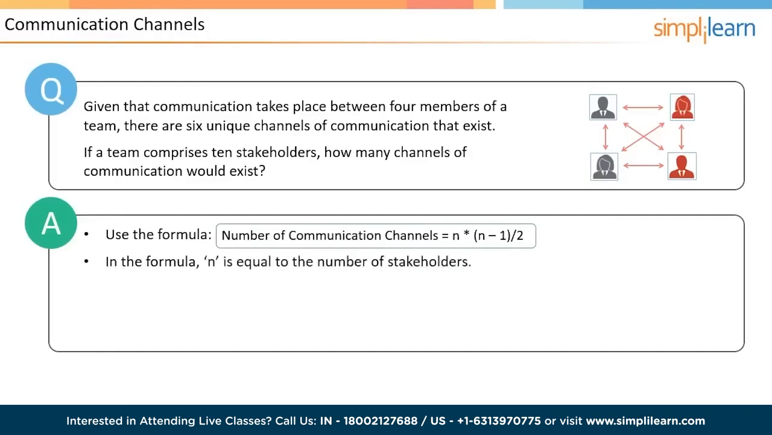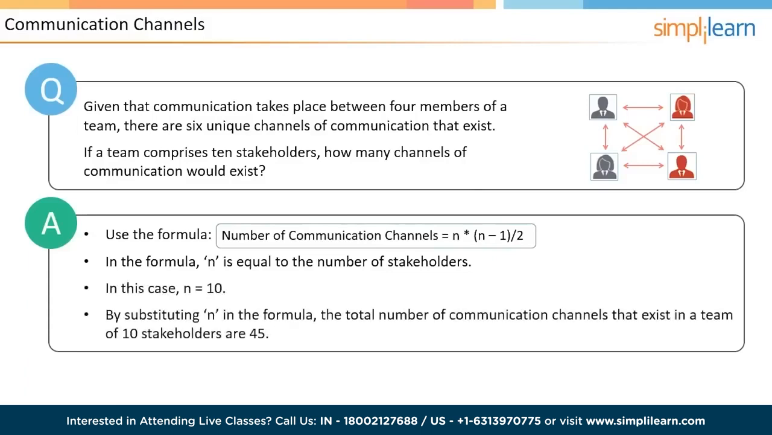N is the total number of people involved in communication. In this case, n equals 10. If this is put into the formula, you will get 45 as the result. Therefore, 45 unique communication channels exist in a team of 10 people.